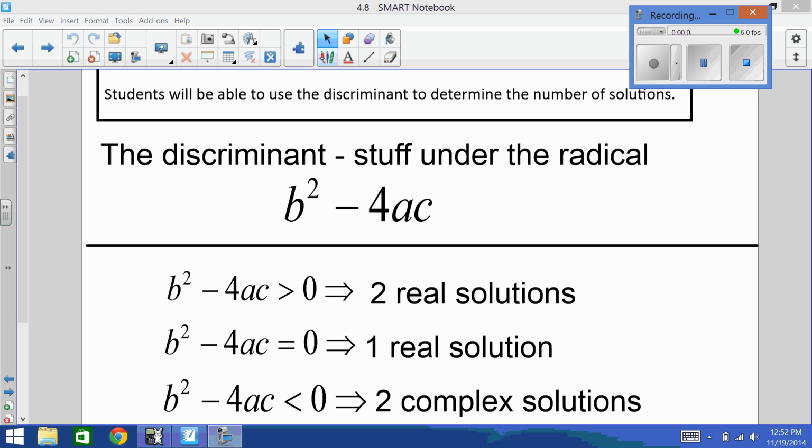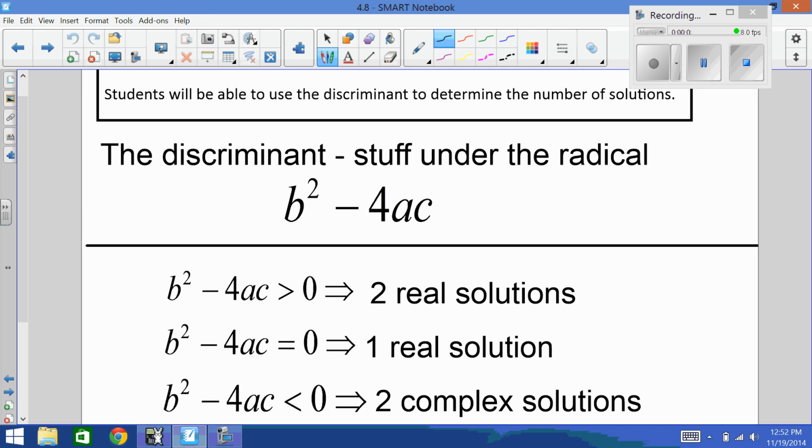All right, in this video, you're going to see that the objective is the students will be able to use the discriminant to determine the number of solutions. The keyword here is discriminant. That's part of the quadratic formula, and it will help us determine the number of solutions, or what kind of solutions, how many. So that's what we're going to be doing.